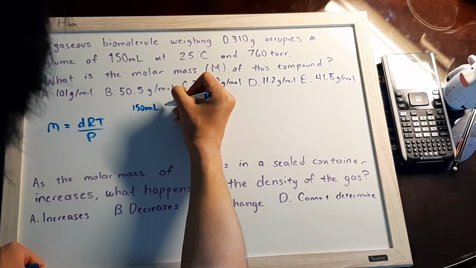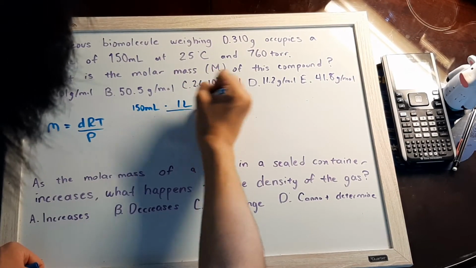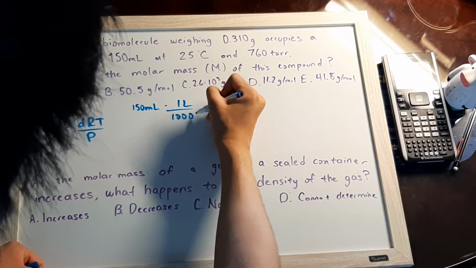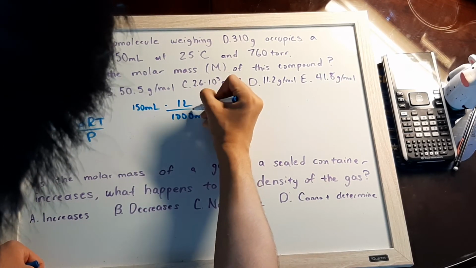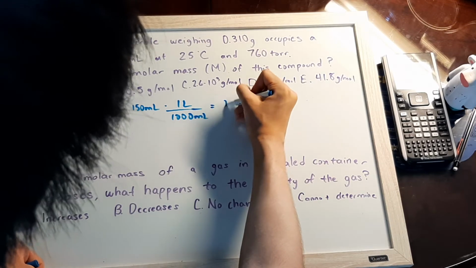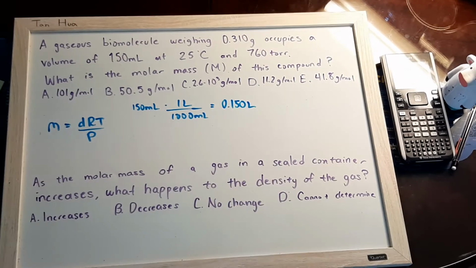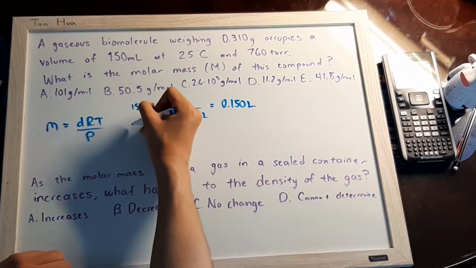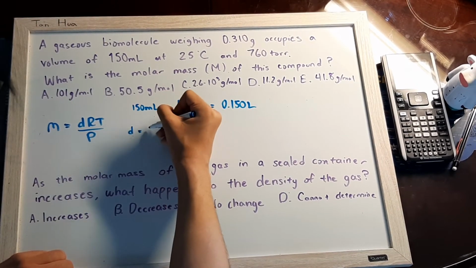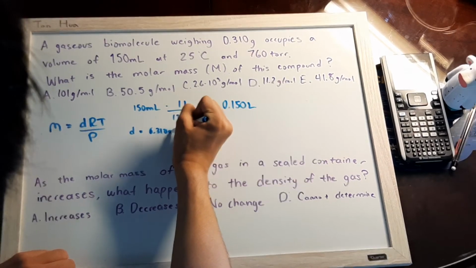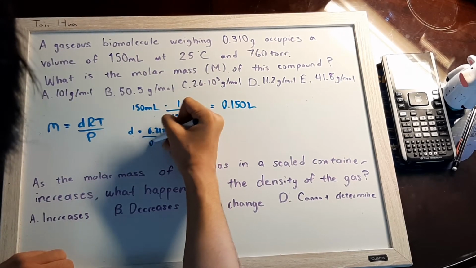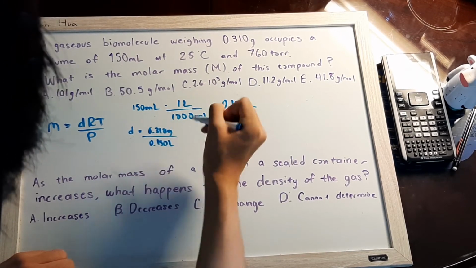And as you can see, we are given 150 milliliters, which we will need to convert to liters by dividing this value over 1000, which should give us 0.150 liters. And from that, we can find the density as 0.310 grams over 0.150 liters.